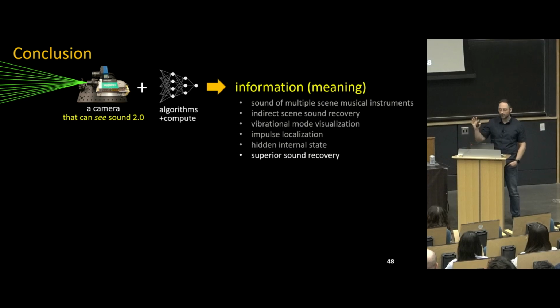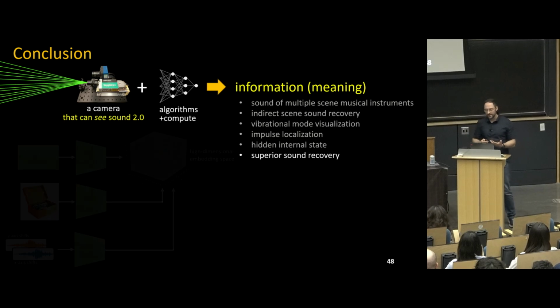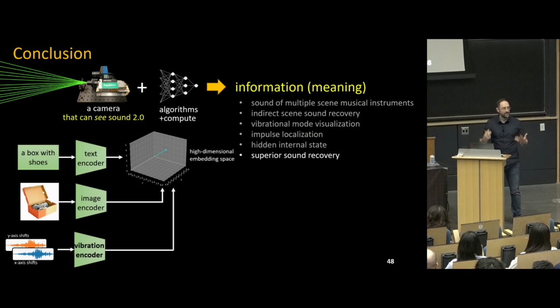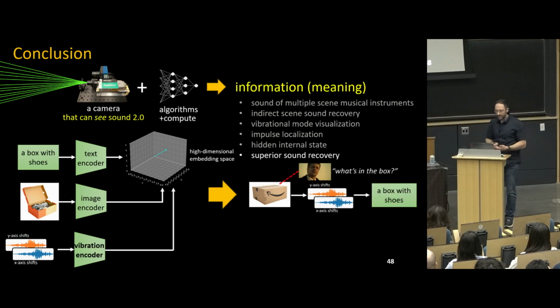Okay, so to conclude, I've shown you a couple of examples of various vision tasks that we can do with vibrations. But I think the most fundamental question that we're trying to answer with this research is what more can these vibrations tell us about the world? Okay? So for example, if you think about the vibrations of this closed box, can we use them to get a text description of what's inside this box? Can we use them to generate an image of the box's content?